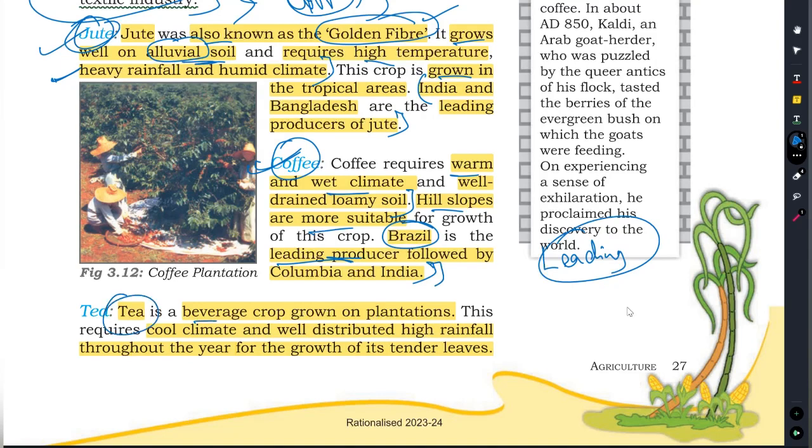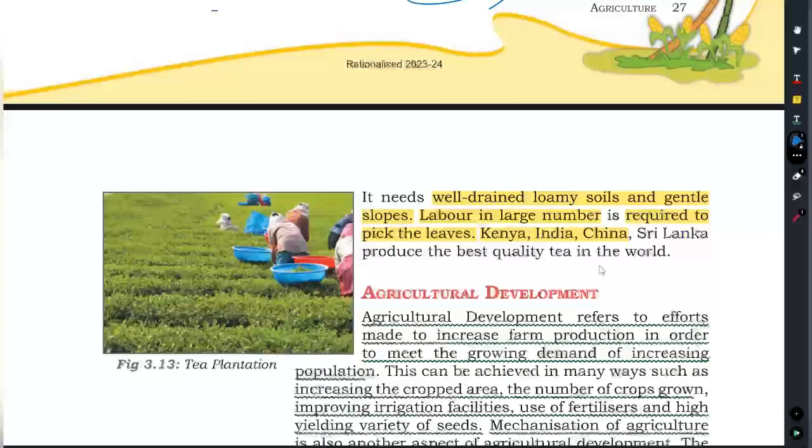Tea is also a beverage crop which is grown on plantations. It requires a cool climate and well distributed high rainfall throughout the year for the growth of its tender leaves. Leaves are used in tea. Well drained loamy soils and gentle slope are required for the production of tea. Labor in large numbers is required to pick these leaves. Here you can see in this picture people are plucking the tender leaves of the tea plantation. Kenya, India and China are some of the examples.